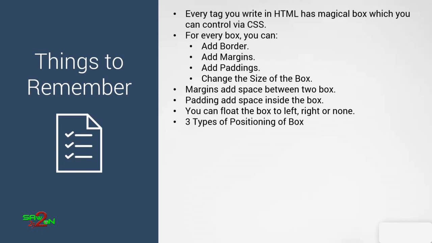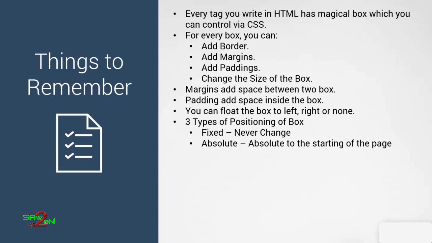There are three types of positioning of the box that we have seen. We have seen fixed, which never changes. You can choose any position on the web page. Then we have seen absolute. Absolute basically goes back to the HTML and starts from there. And then relative is relative to its immediate parent.